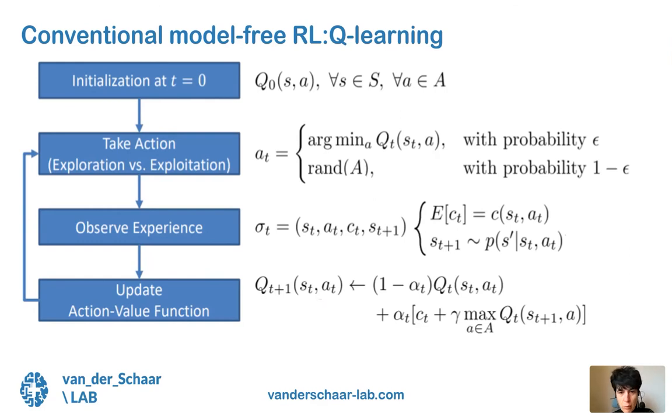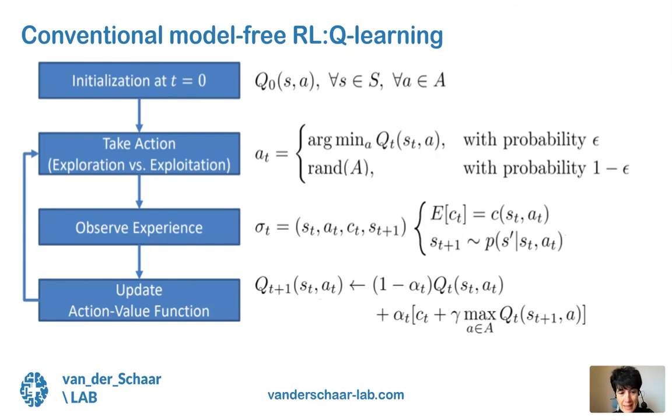Then we are going to observe what has happened in this particular case. We are going to observe the cost associated with this action, as well as the state transition, so the new state at which we have landed, t plus 1. And in this way, we are going to be able to learn from this experience.